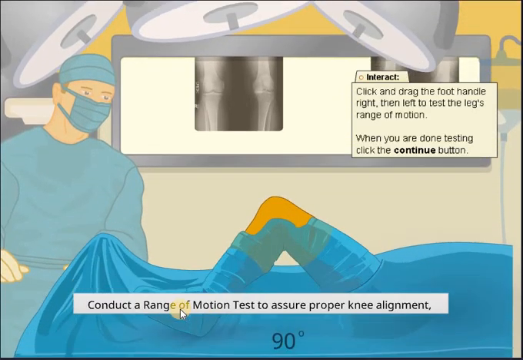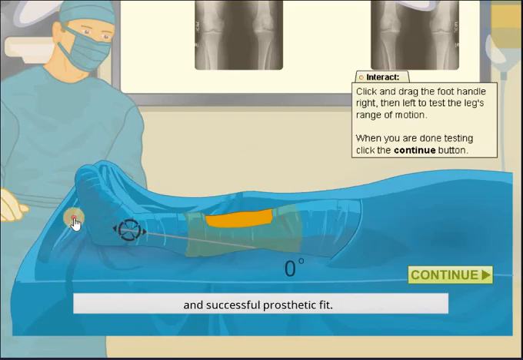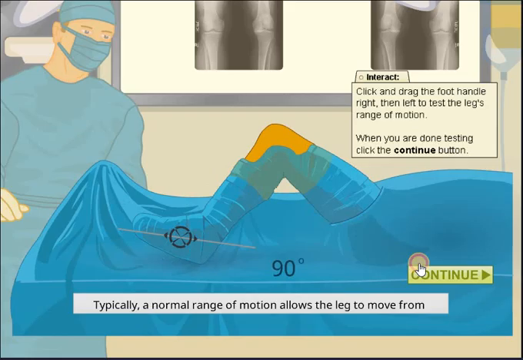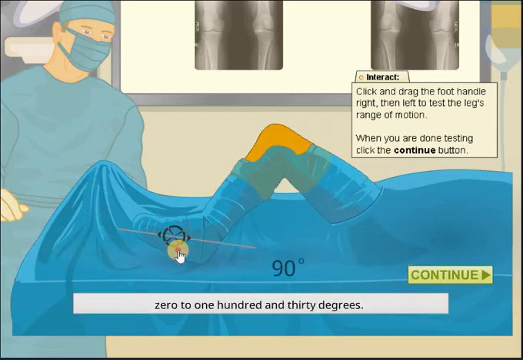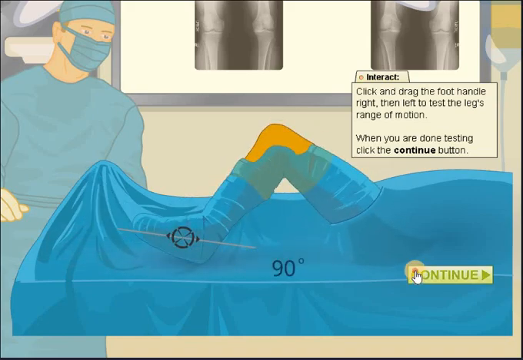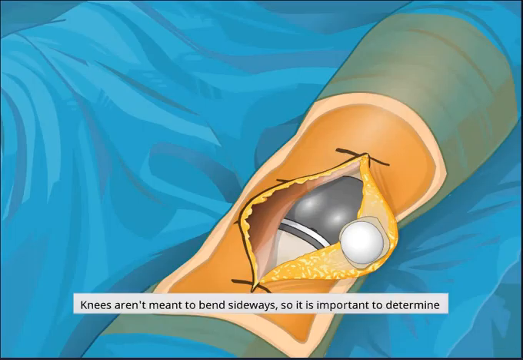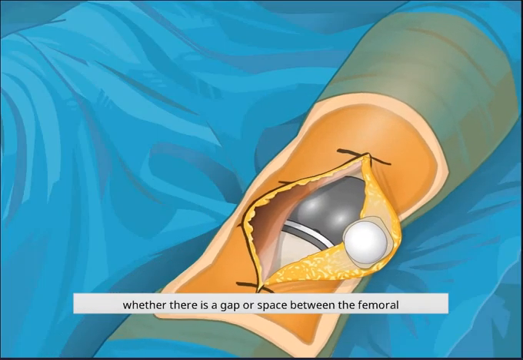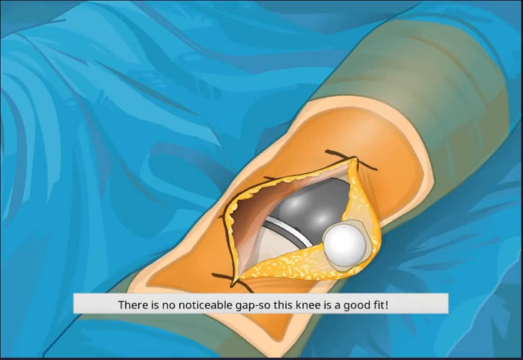Conduct a range of motion tests to assure proper knee alignment and successful prosthetic fit. Typically, a normal range of motion allows the leg to move from 0 to 130 degrees. How does our patient's range of motion look? Knees aren't meant to bend sideways, so it's important to determine whether there is a gap or space between the femoral and tibial components. There's no noticeable gap, so this knee is a good fit.